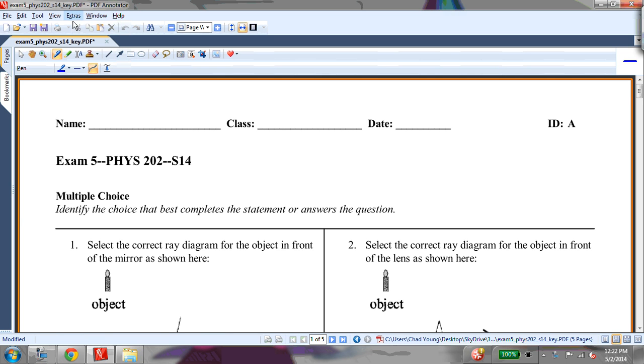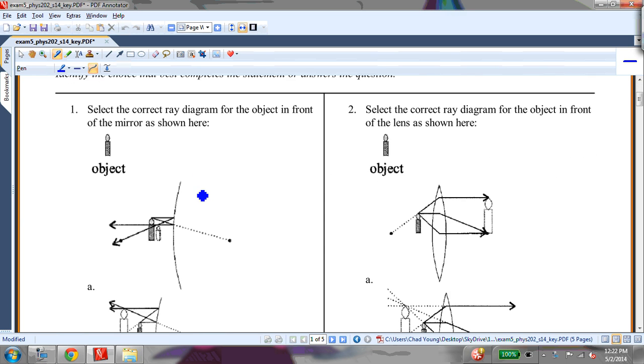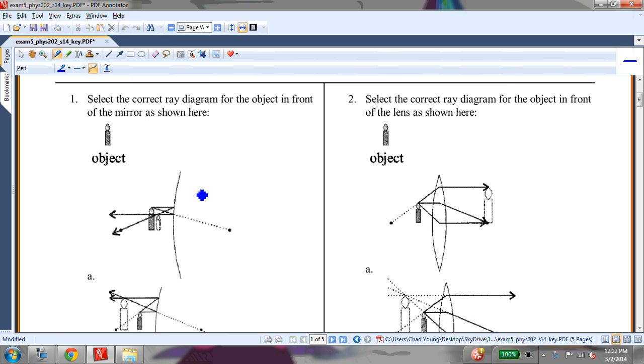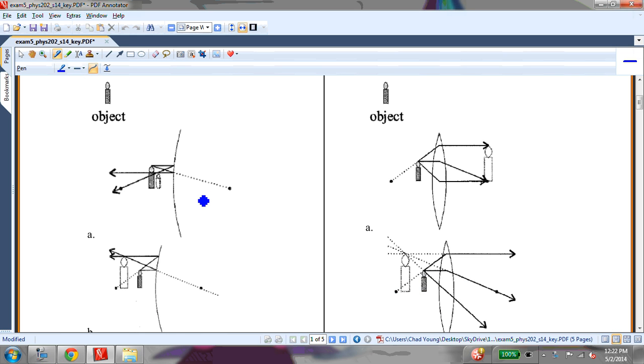All right, this is exam 5 for physics 202. First, just wanted to select the correct ray diagram. So first, let's see, this is what the object looks like. So here, the ray comes off parallel to the axis, and then it goes, well, the ray wouldn't actually go like that. It would go like that because this is a diverging mirror, so that's not correct.